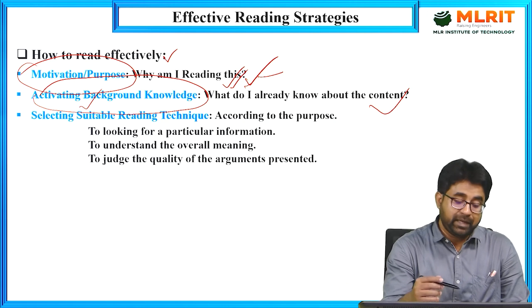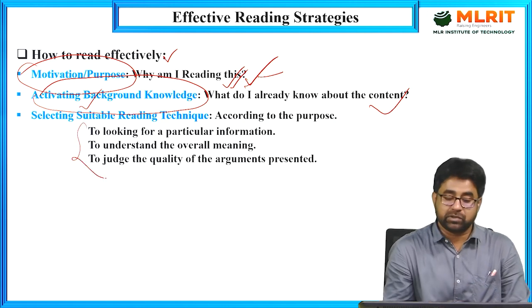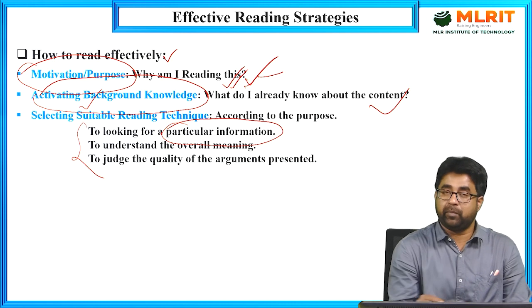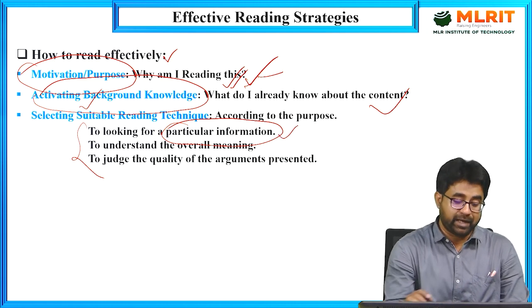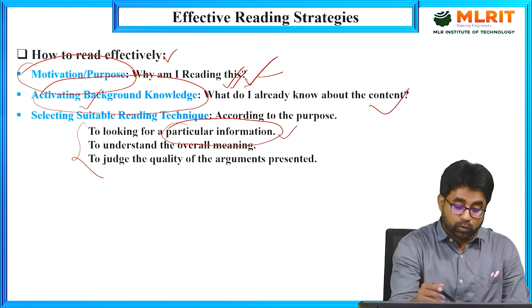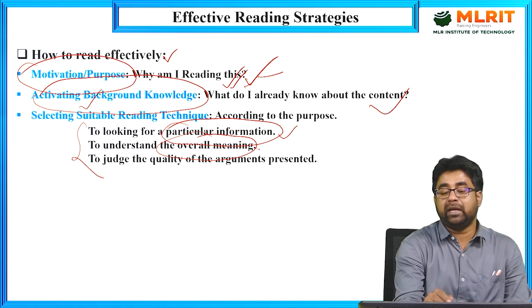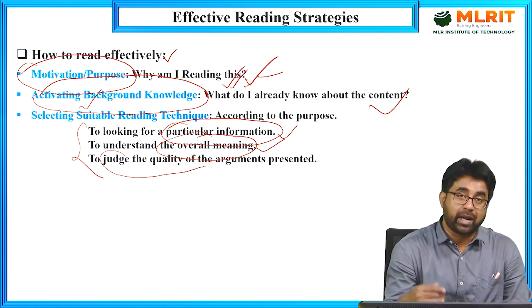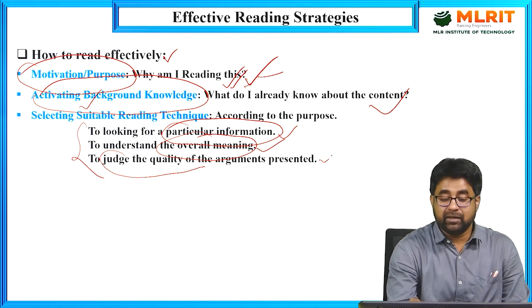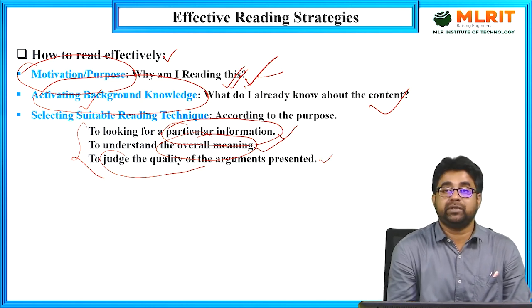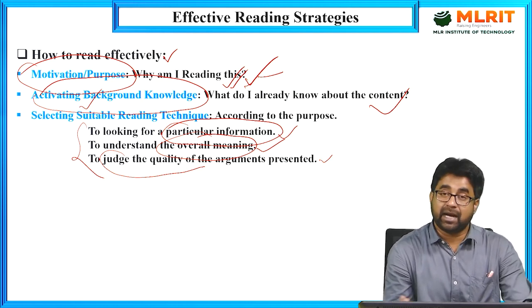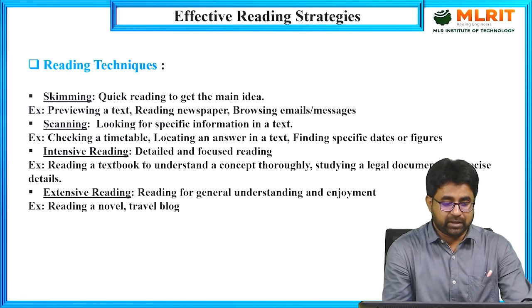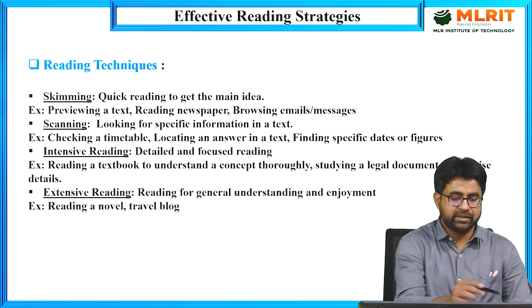So that's why being aware of different reading techniques is very important. To look for a particular information, we need a particular kind of technique. When we try to understand the overall meaning of the text, we have a certain technique at our disposal. Then when we try to judge the quality of the argument presented in any document, obviously we need to employ a different kind of technique. Now let's see the techniques. What are the effective reading techniques? The first thing is scanning.